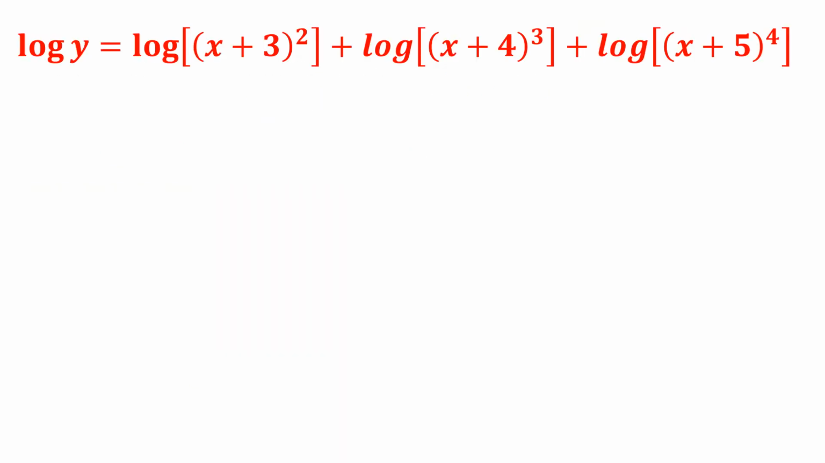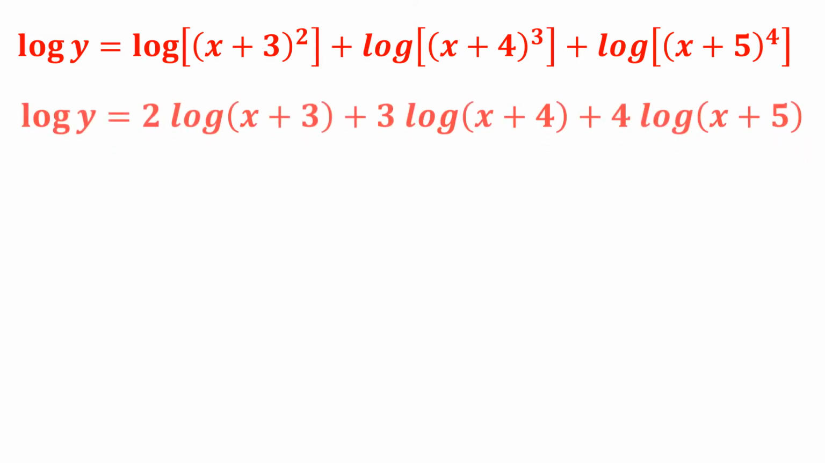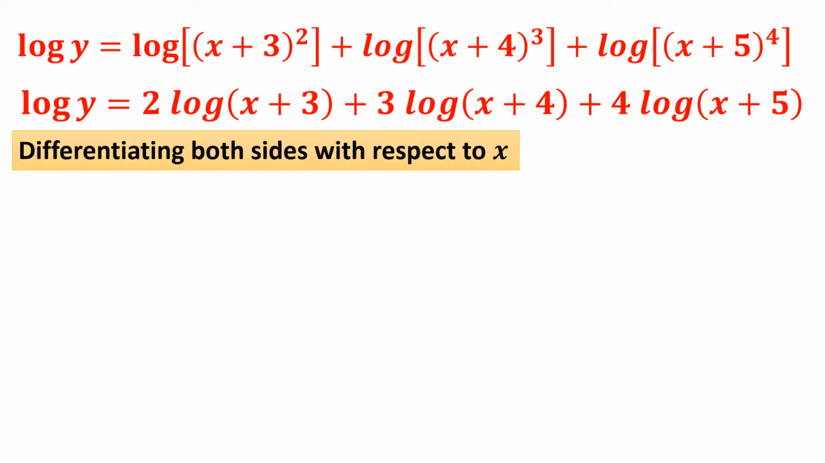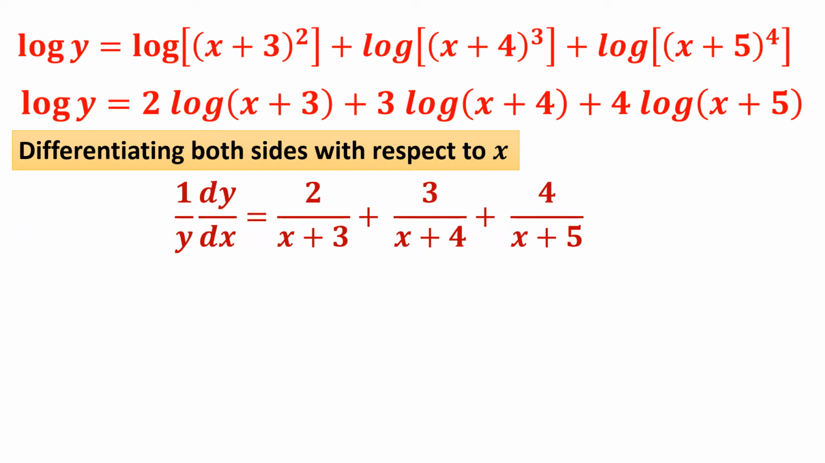We continue. Log y is equal to log of x plus 3 whole square plus log of x plus 4 whole cube plus log of x plus 5 whole power 4. The power will come to the front: 2 log x plus 3, 3 log x plus 4, 4 log x plus 5. Now we are ready for differentiation. Differentiating, 1 by y into dy by dx is 2 upon x plus 3 plus 3 upon x plus 4 plus 4 upon x plus 5.